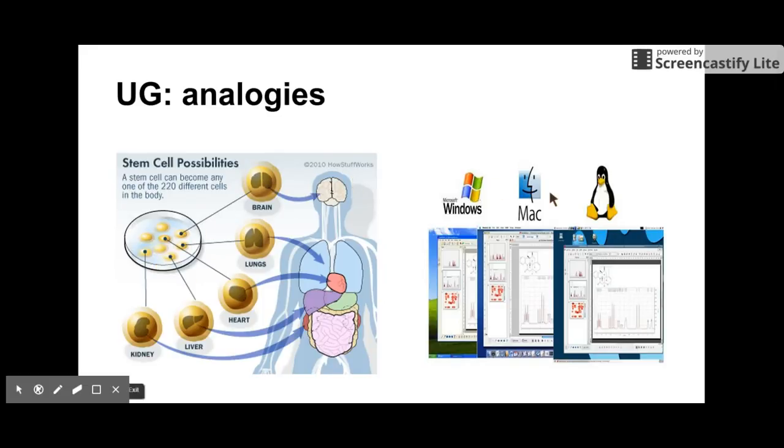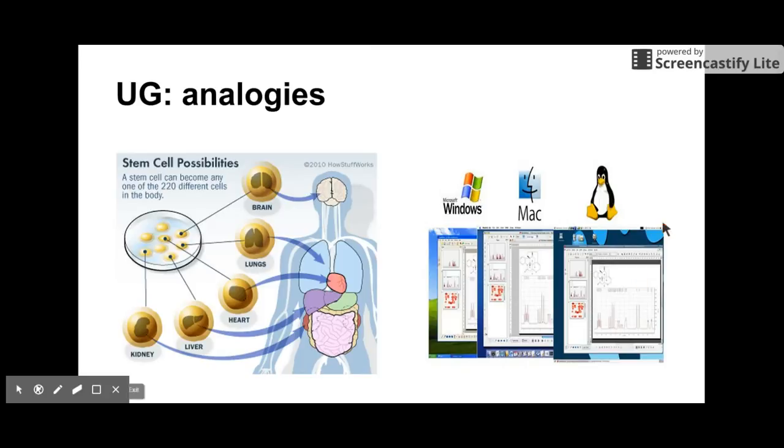Another analogy that I can think of is that UG is like hardware, the machine, and the languages will be different operating systems. For example, one language will be Windows, another language will be Mac, and another will be Linux. And you can install as many operating systems as you like on a single machine. It's very similar to the situation that a single human being can speak several different languages, right?